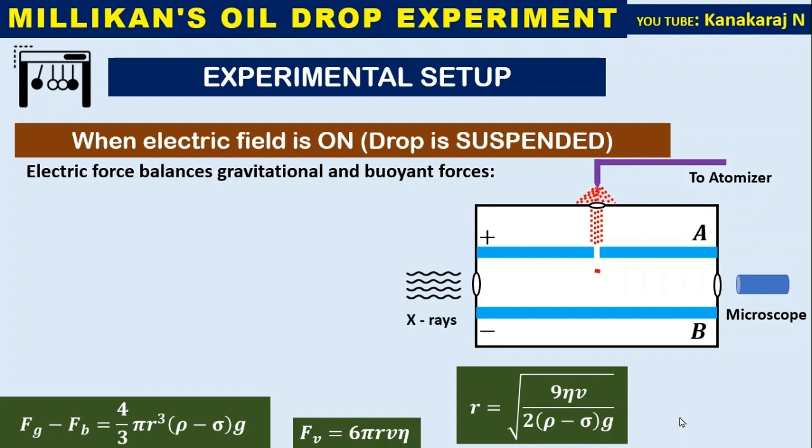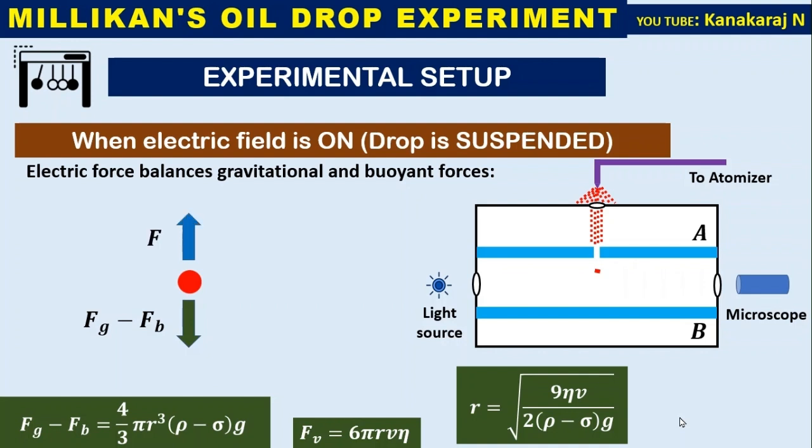Through the opening, let us send X-rays so that the air is ionized. From the air, a few electrons stick to the oil droplets. Let us illuminate the oil droplet again to view it. The magnified oil droplet is taken and let us see what forces are acting on it. The downward apparent weight Fg minus Fb and an upward electrical force Fe. Here the oil droplet is at rest, so the viscous force is 0.